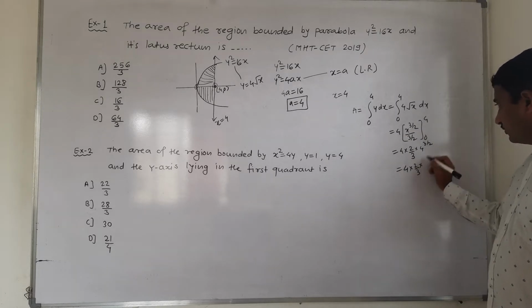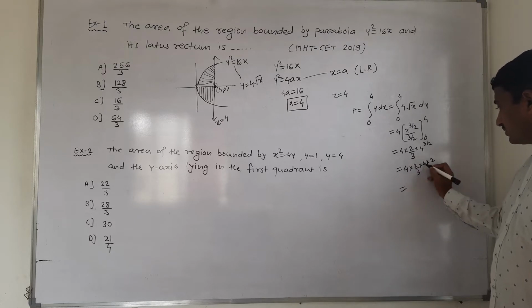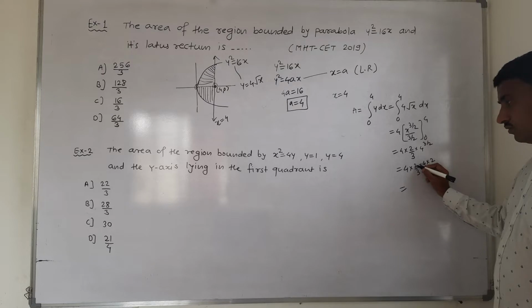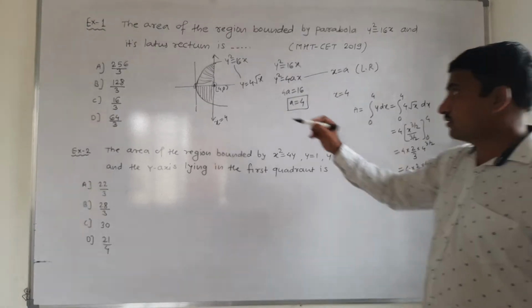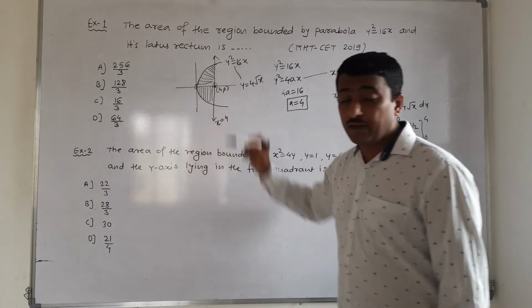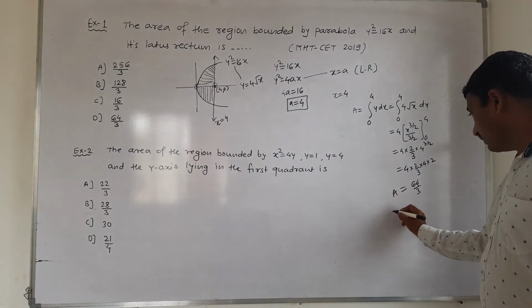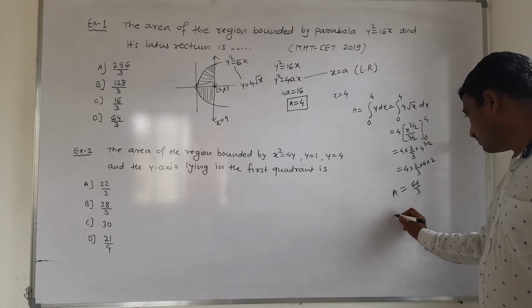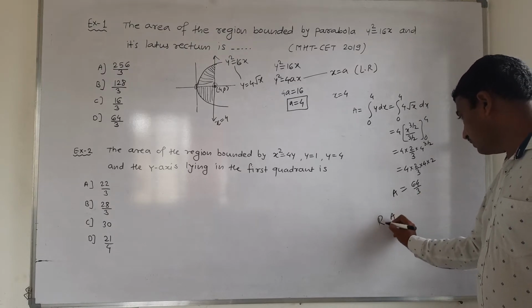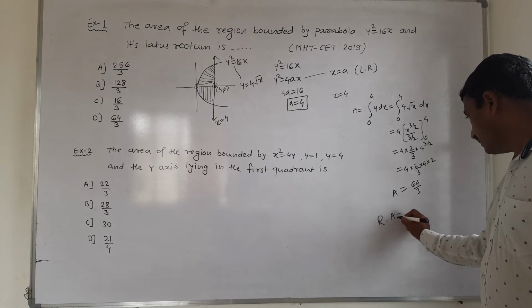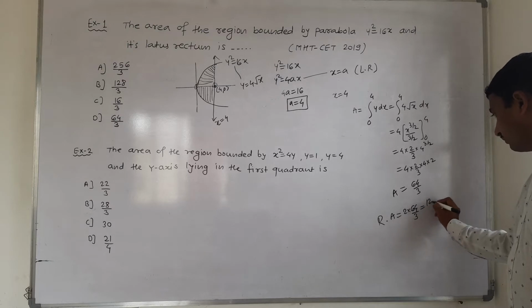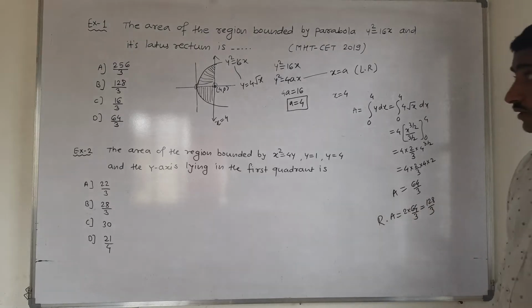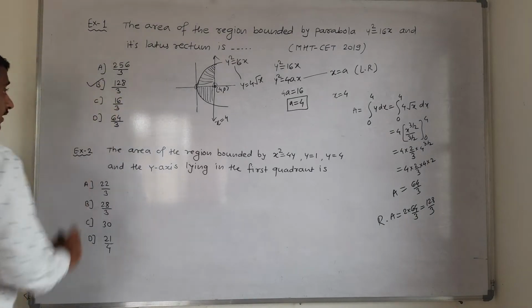4 raised to 3 by 2 means 8, that is 4 into 2 into 4 into 2, 4 4s are 16, 2 16s are 32, 64 by 3. This is the upper area, this part is 64 by 3. It is double, so 2 times. The required area is just double of this. Therefore, the required area is equal to 2 times 64 by 3, that is 128 by 3 square units. This is symmetrical.